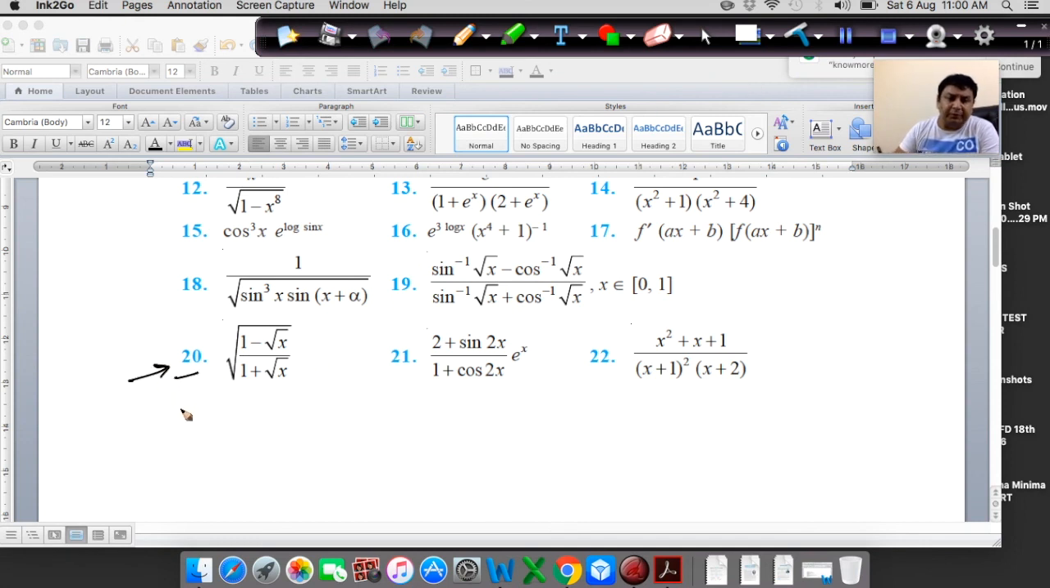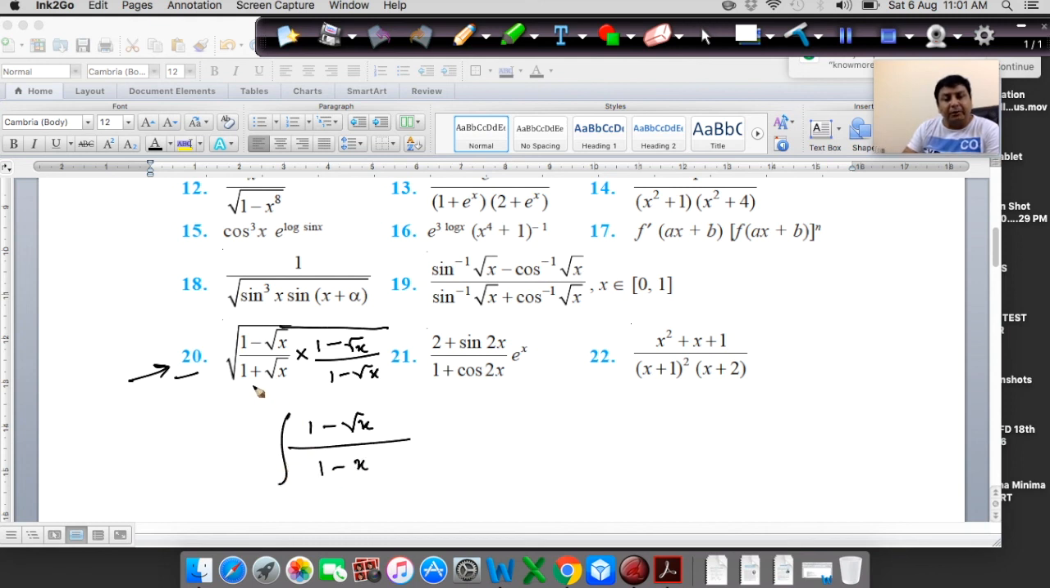20th, very important sum. For 20th, you do what? Keep in mind that you have to remove the root from the numerator at any cost for all algebraic integrations. If it is carrying a root in the numerator, we try to remove the root by multiplying or something. So let's multiply with 1 minus root x. What will happen? You'll get 1 minus root x in the numerator. Denominator, you'll get 1 minus x, because 1 plus root x into 1 minus root x is 1 minus x, and there is a root, so the root comes here. So it becomes two different sums.